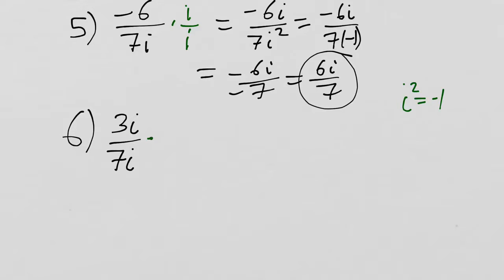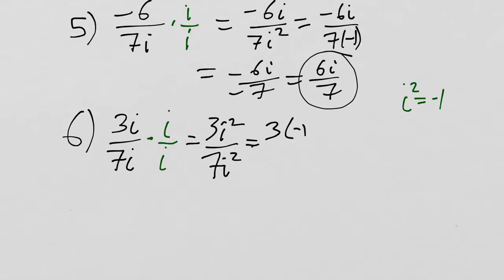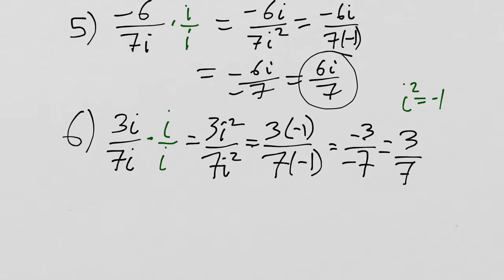So I'm going to multiply both the top and the bottom by i. And that's going to give me 3i squared over 7i squared, which is 3 times negative 1 over 7 times negative 1, which is negative 3 over negative 7, which is 3/7. So yes, just going ahead and canceling out those i's would have worked. Okay, so let's go ahead and erase all the ink and do 7 and 8.